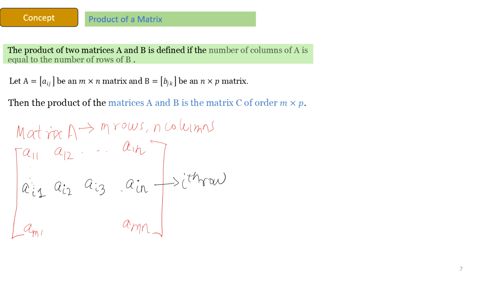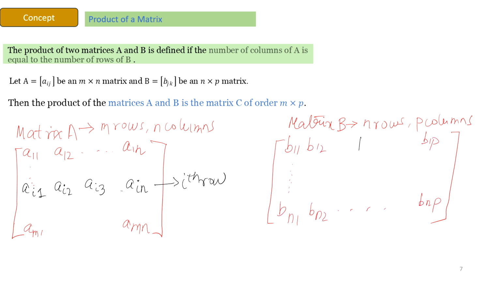Consider a matrix A with m rows and n columns. This is depicted in the slide. The ith row of matrix A is highlighted in black. Consider a matrix P with n rows and p columns. This is depicted in the slide. The kth column of matrix P is highlighted in black.